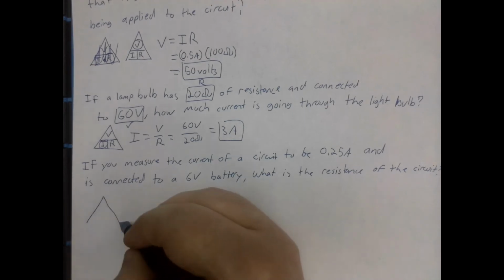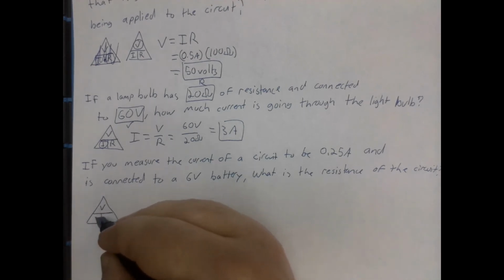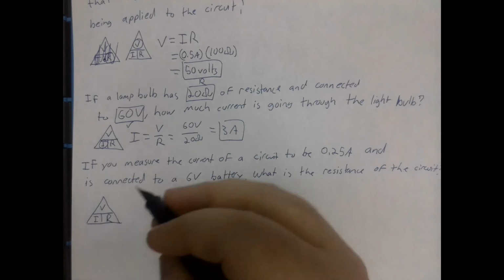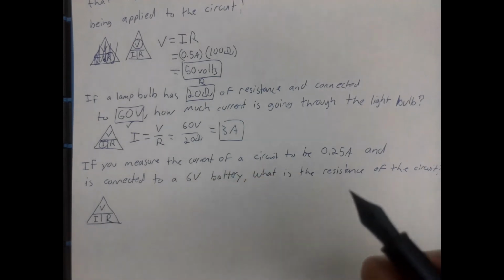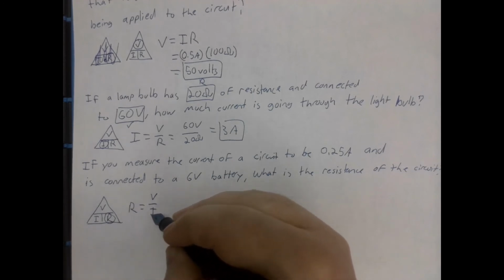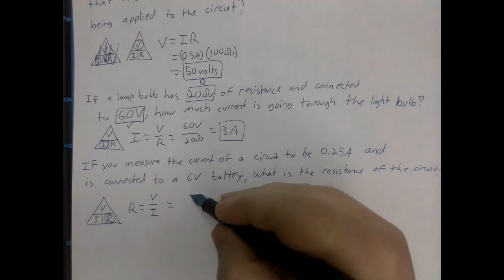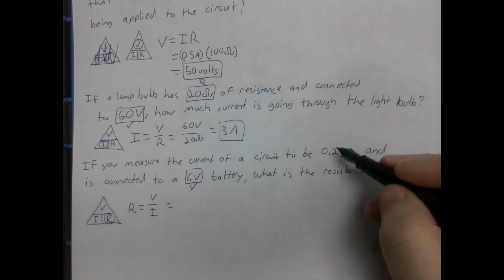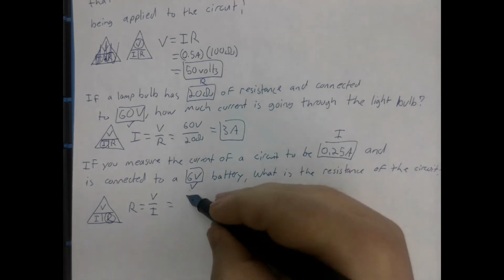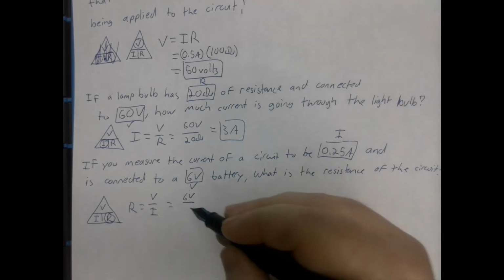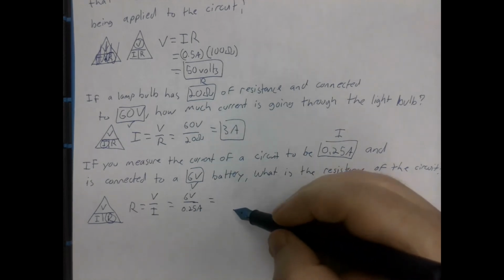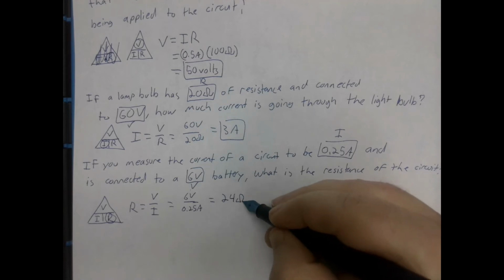Again, we apply the triangle. So we're solving for resistance, voltage over current. So our voltage is 6 volts, our current is 0.25 amps, so 6 volts divided by 0.25 amps, and that gives us 24 ohms.